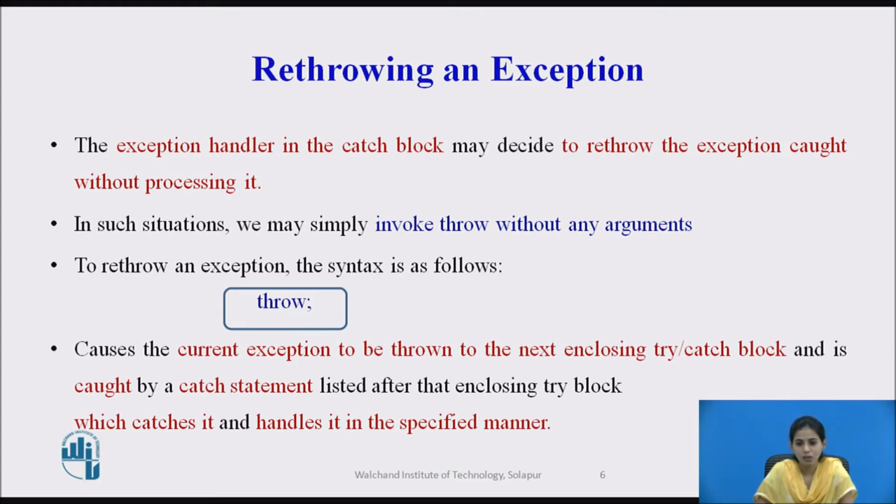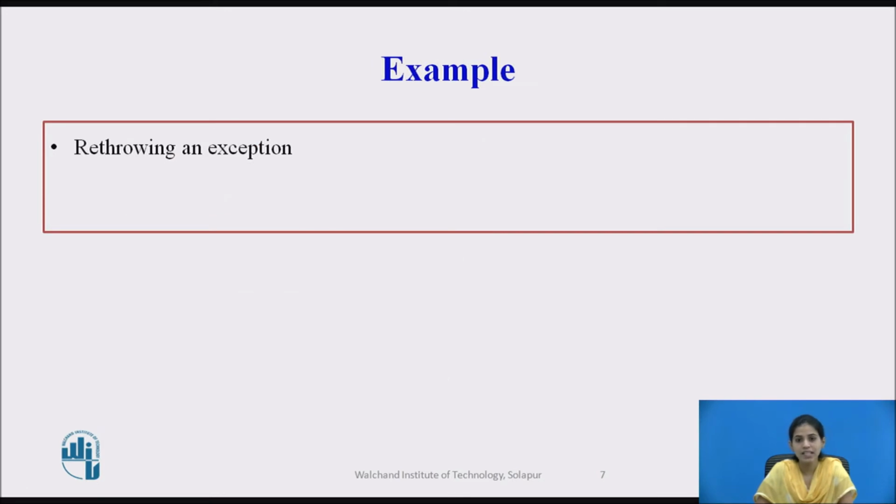After writing the throw, it causes the current exception to be thrown to the next enclosing try catch block, and then it is caught by the catch statement that is listed after the enclosing try block, which catches that exception and handles it in the specified manner. So for rethrowing an exception, we just specify the word throw. So what happens here is only rethrowing an exception without processing that exception.